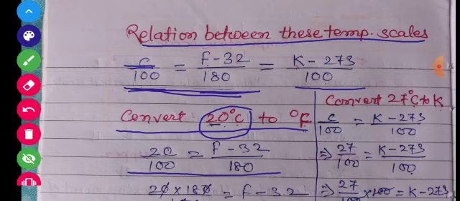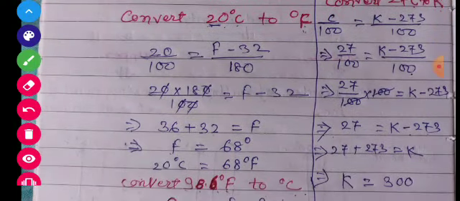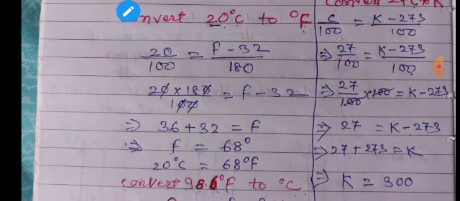And after that, if we solve this one, it implies that 20 into 180, see, this 180, if we take it on the LHS, it will become multiplied, and we get 20 × 180/100, and after cancelling the common factors, here we have cancelled.